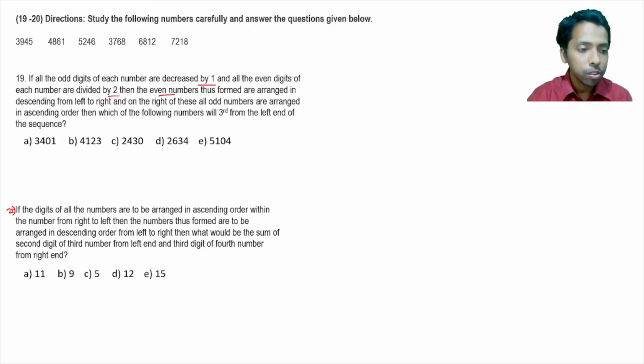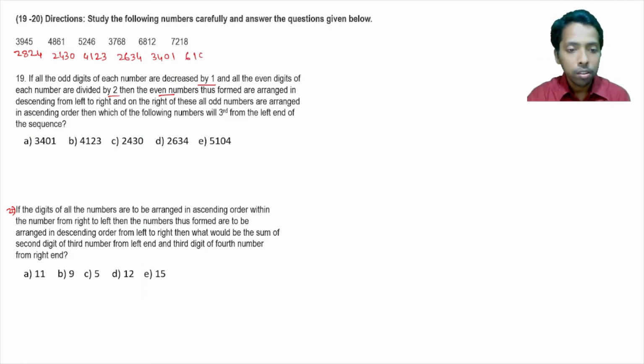Easy. So this is 2, 8, 2. This is 4 divided by 2. This is 4, 8. So 2, 4, 3 and 0. This is 4, 1, 2, 3. Right. This is 2, 6, 3, 4. This is 3, 4, 0, 1. Right. This is 6, 1, 0, 4. These are the numbers after doing this operation.